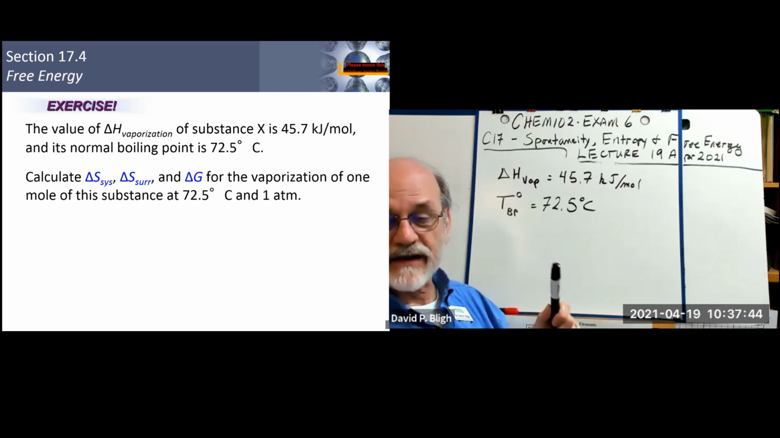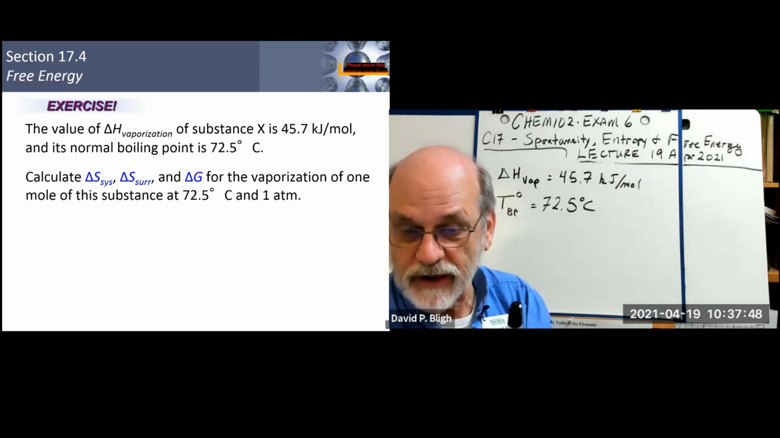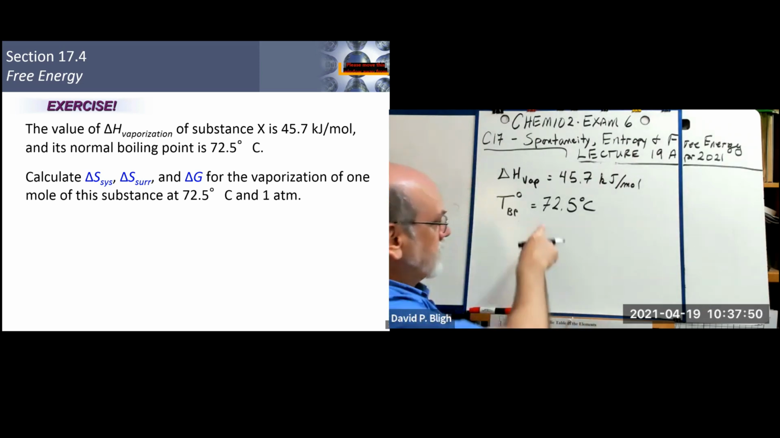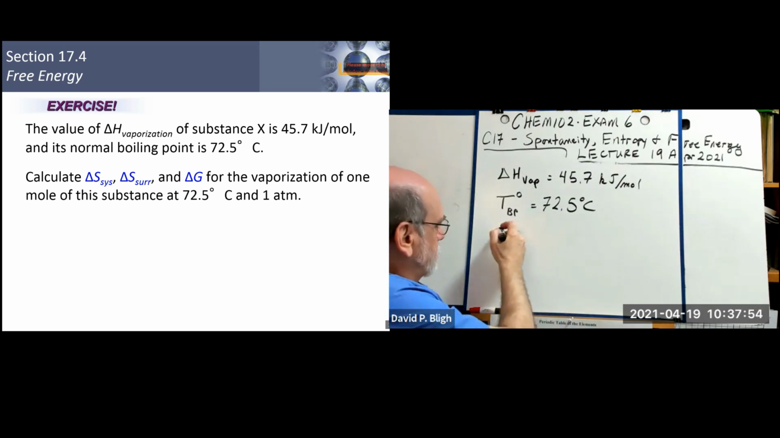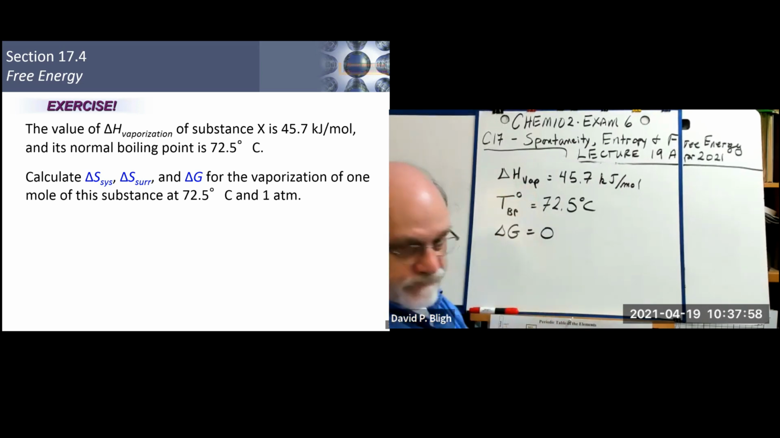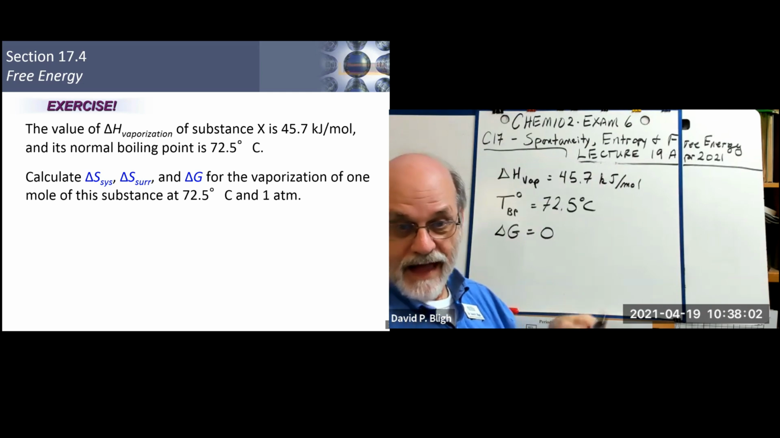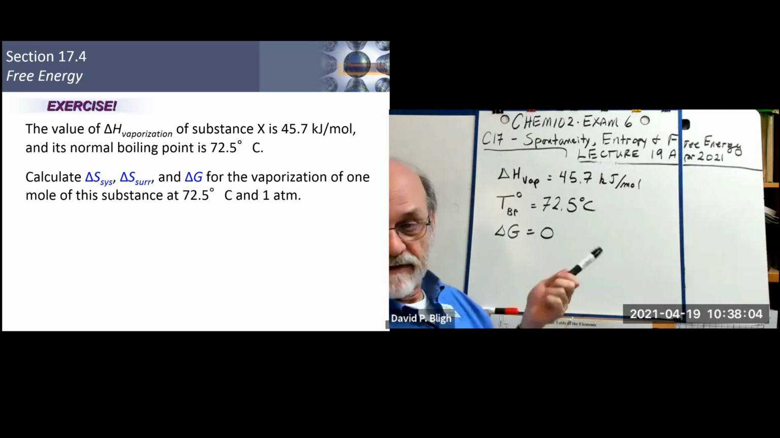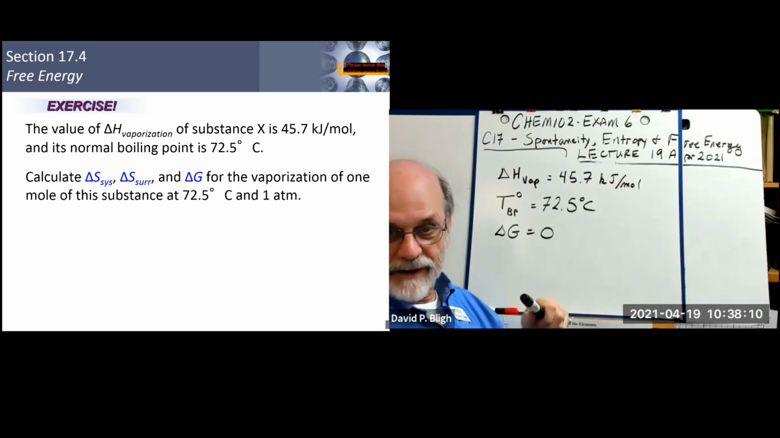Calculate delta S, system, surroundings, and delta G for the vaporization of 1 mole of this substance at 72.5 degrees, at the boiling point. Right? We're at that boiling point. So what does that mean about delta G? That means delta G is 0, right? And it also means that delta S total is 0, right?